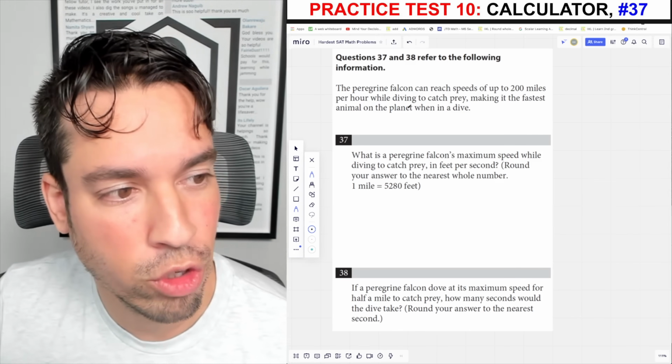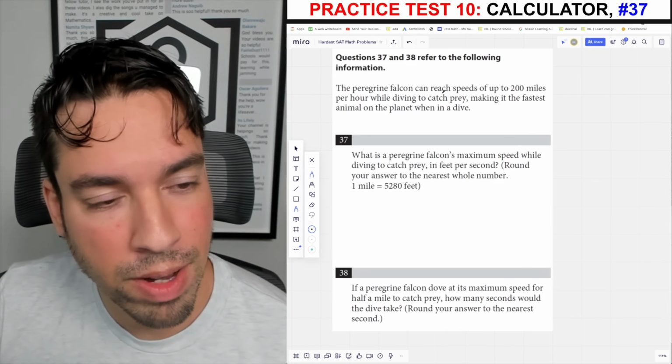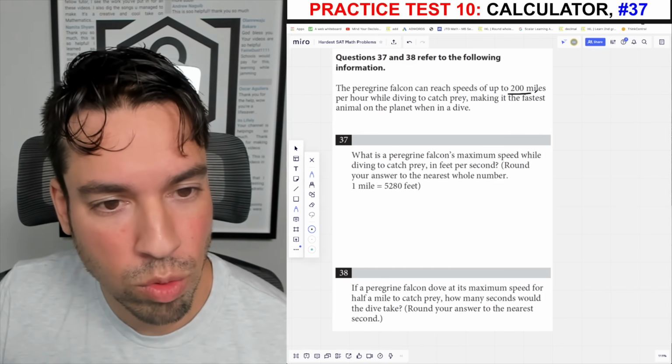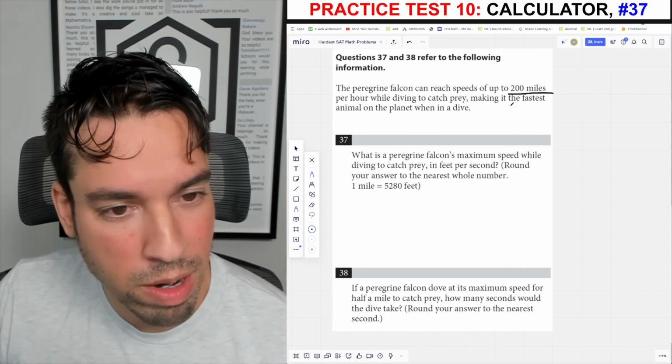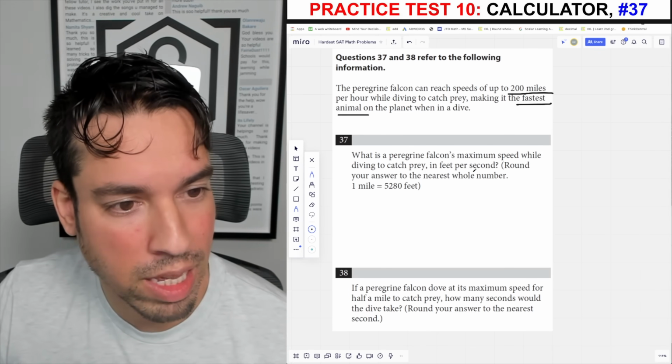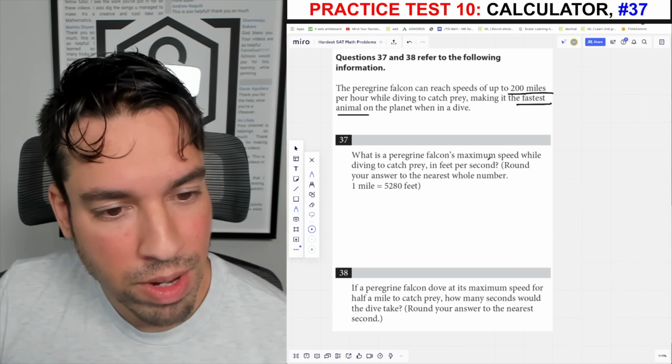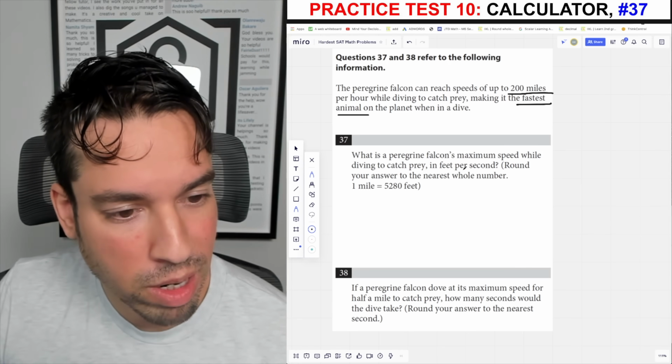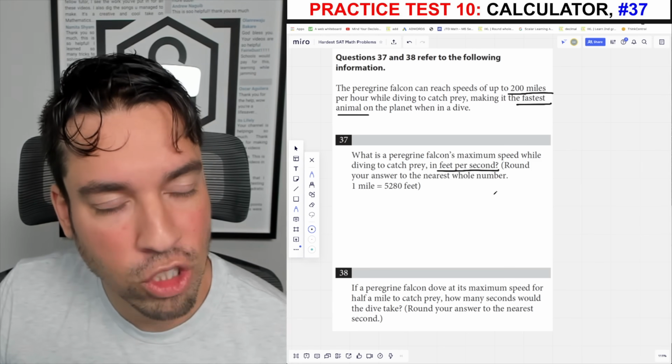Finally, we come to a 2-part question. Again, these are always on the trickier side. So this one says, a peregrine falcon can reach up to speeds of 200 miles per hour while diving to catch prey, making it the fastest animal on the planet when in a dive. What is a peregrine falcon's maximum speed while diving to catch prey in feet per second? So this is a dimensional analysis problem.